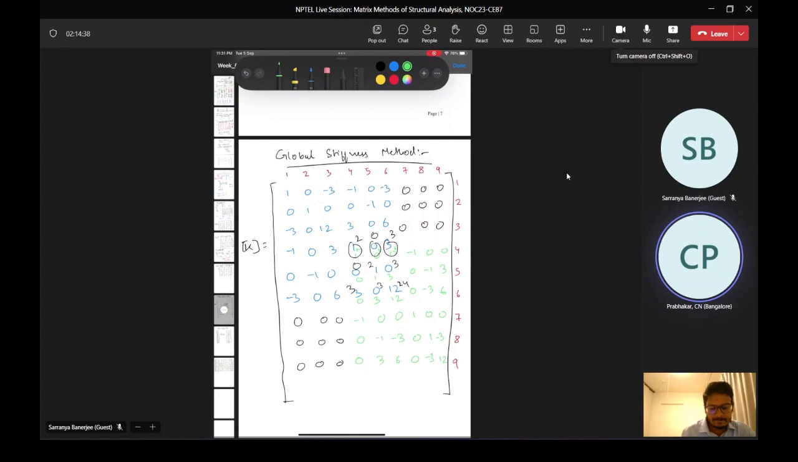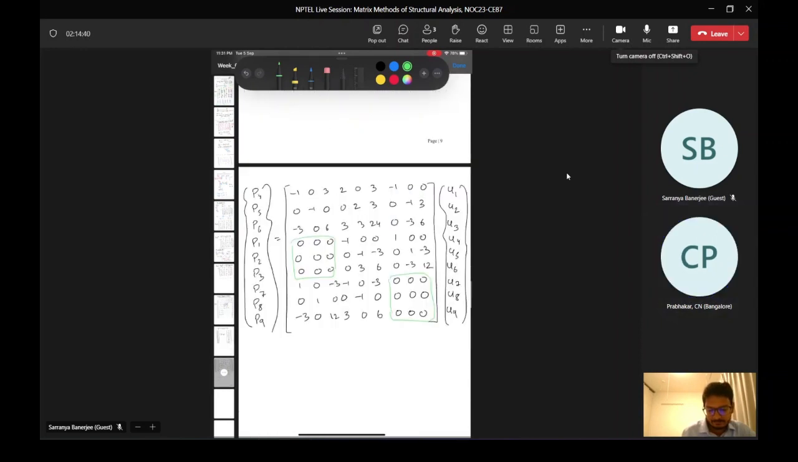Go back to that final matrix. I've shifted that. There is some difference in this load vector. Can you say what, just by seeing this?